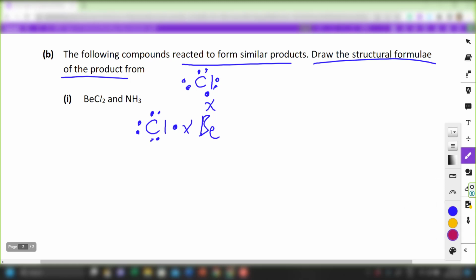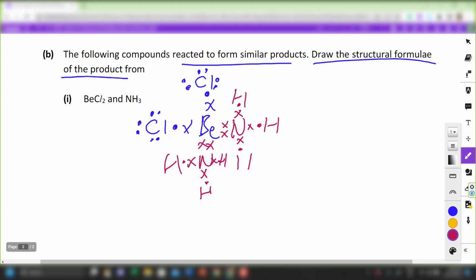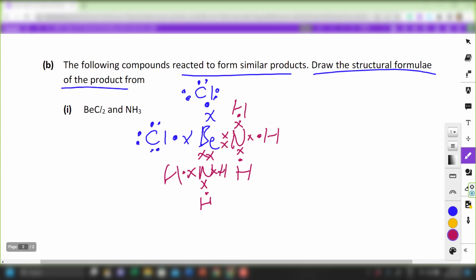What's going to happen is that it's going to combine with ammonia, not just 1 ammonia, but 2 ammonia. I'm just going to draw them out like this. This is the dot and cross: cross cross, and then N cross dot H, cross dot H, cross dot H. You notice that the question did not ask you to draw a dot and cross. They just ask you to draw the structural formula.